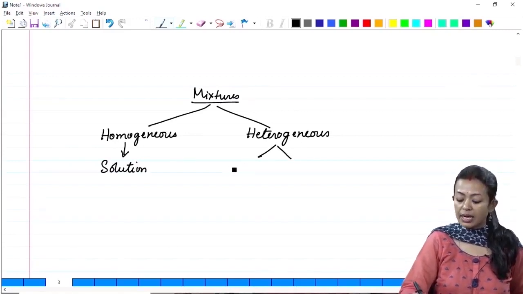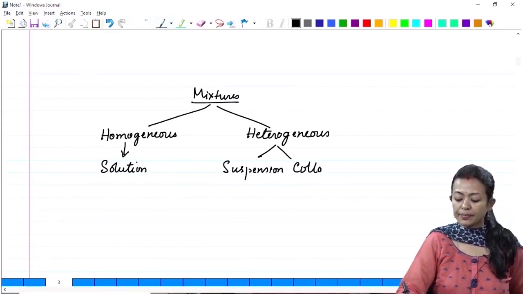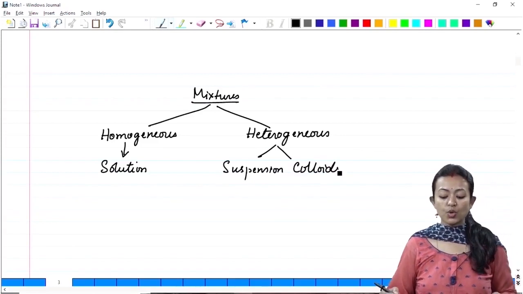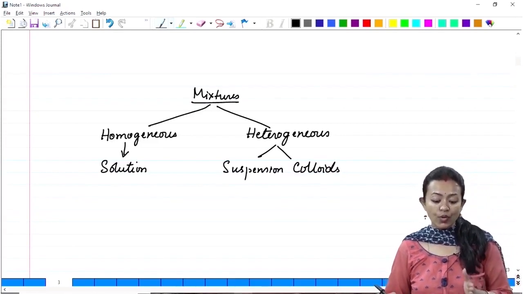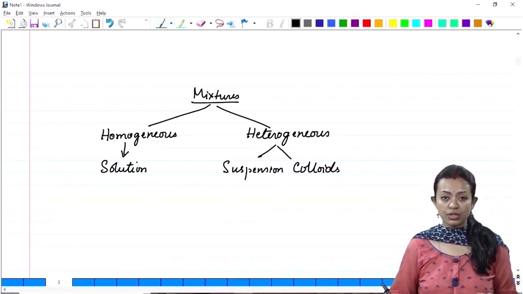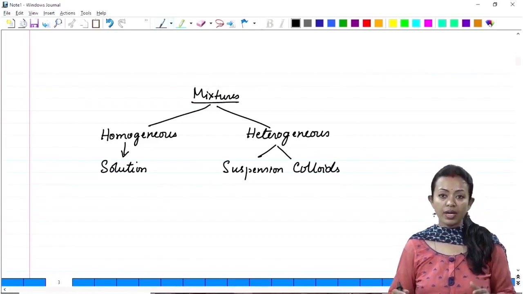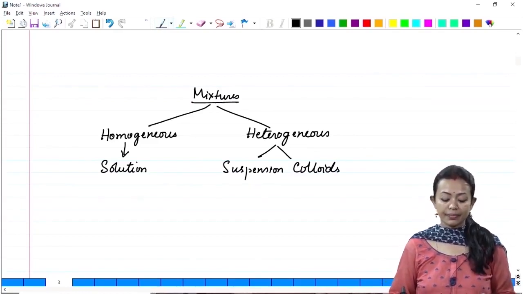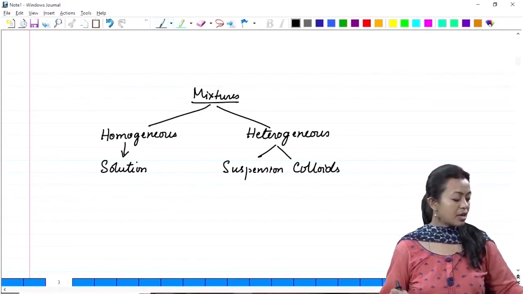These are suspension and colloids. So we are going to learn each of these kinds of mixtures, whether they are homogeneous or heterogeneous, in detail. Now let us continue with our understanding.